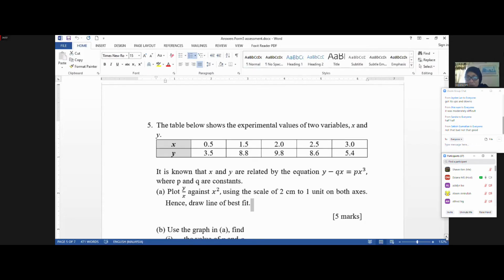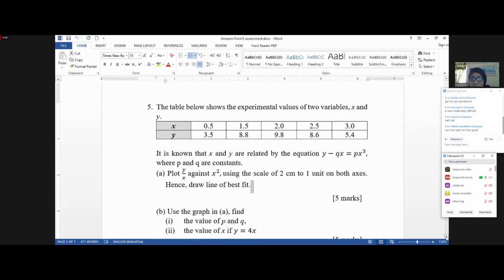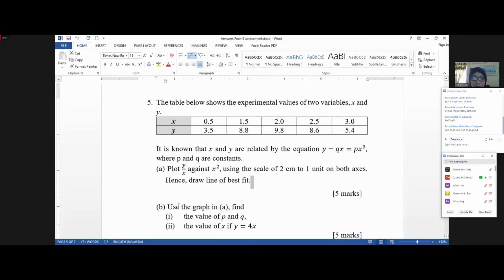But there are a few things that I would like to remind you for this type of question. For part B, they already make instruction for you. Use the graph in A. Meaning that you cannot use substitution method to get P and Q. Please use your graph. All right, and there will be a range of answers for this question. I will let you know what the range is.